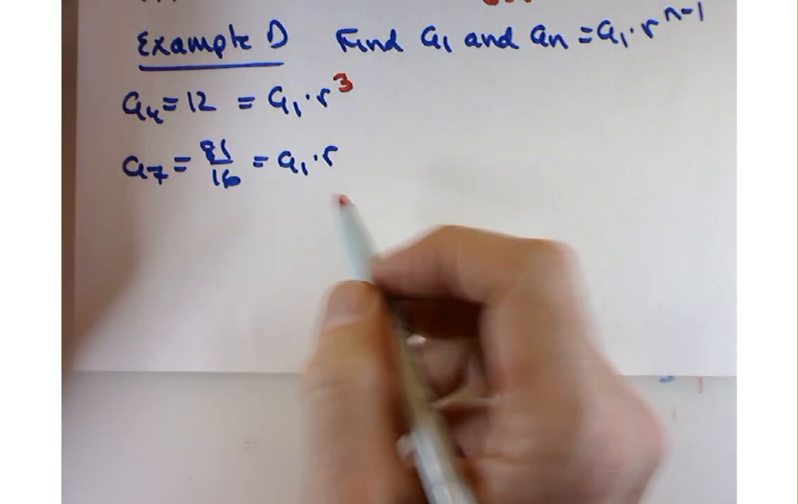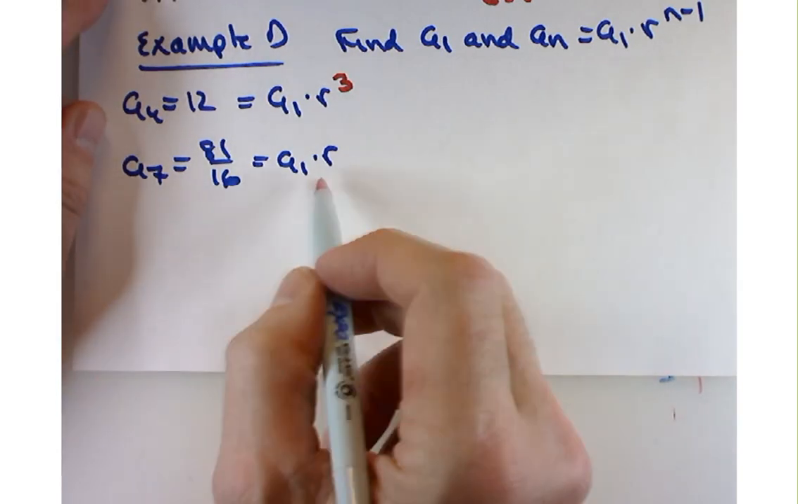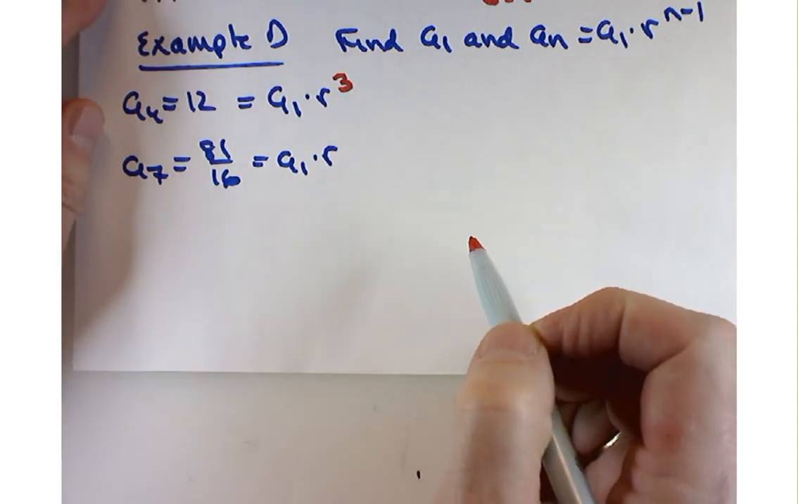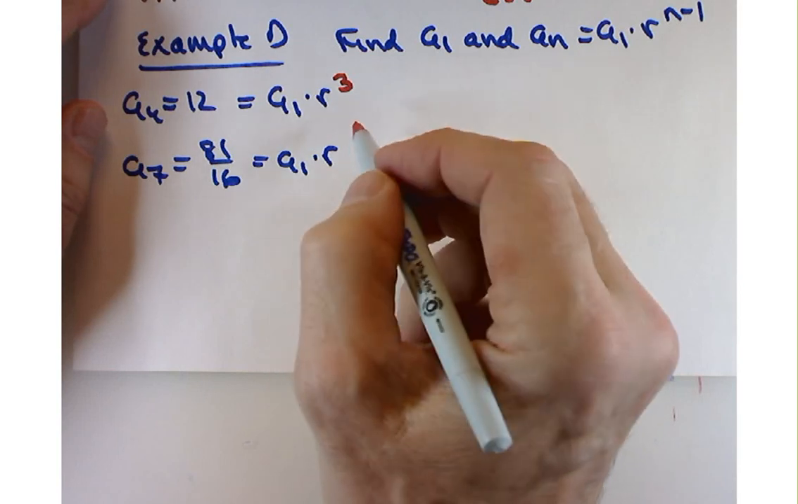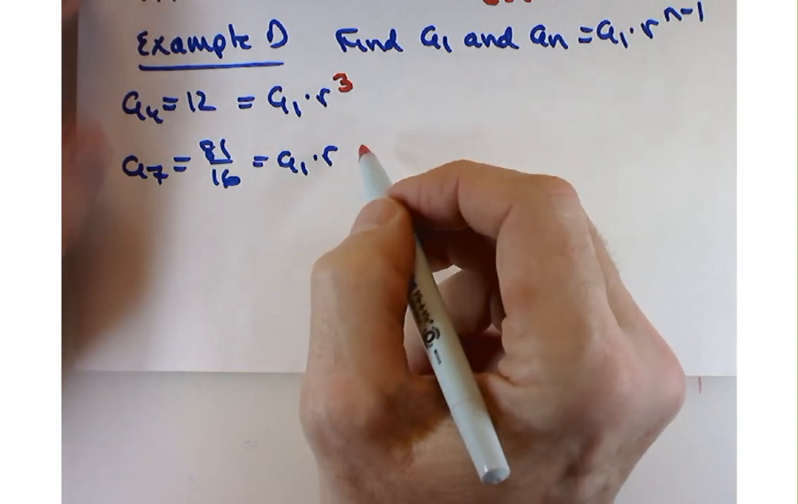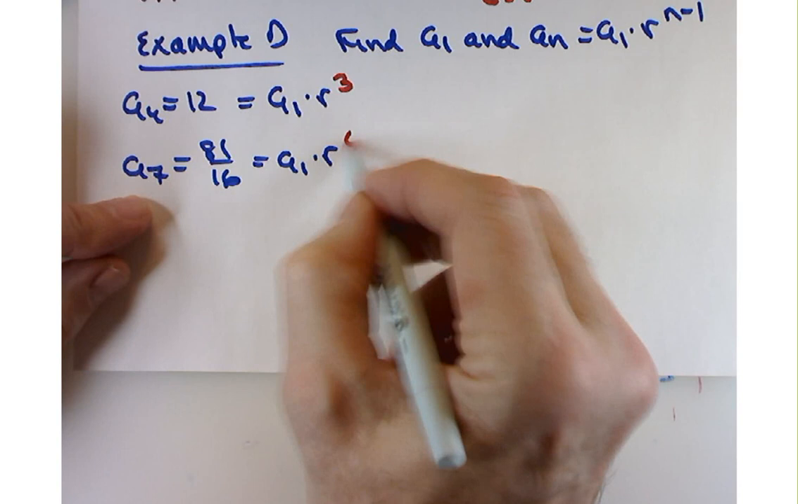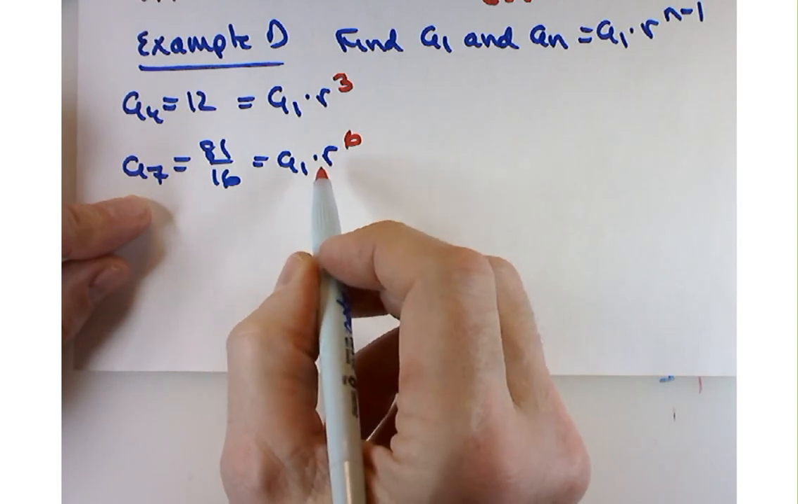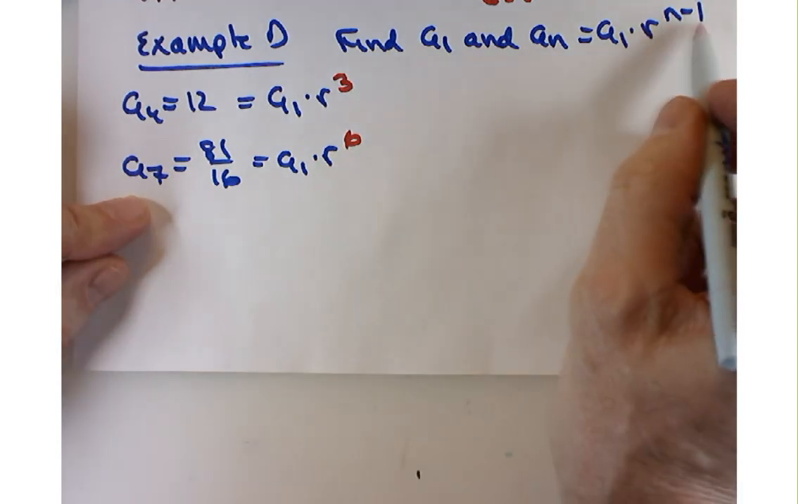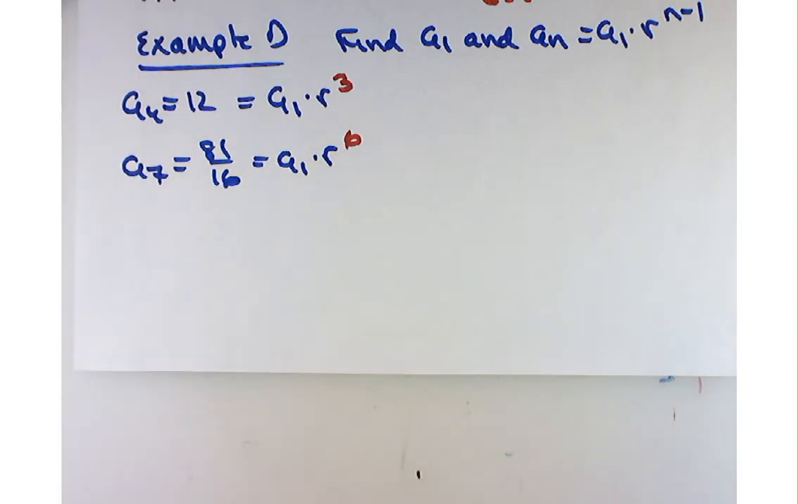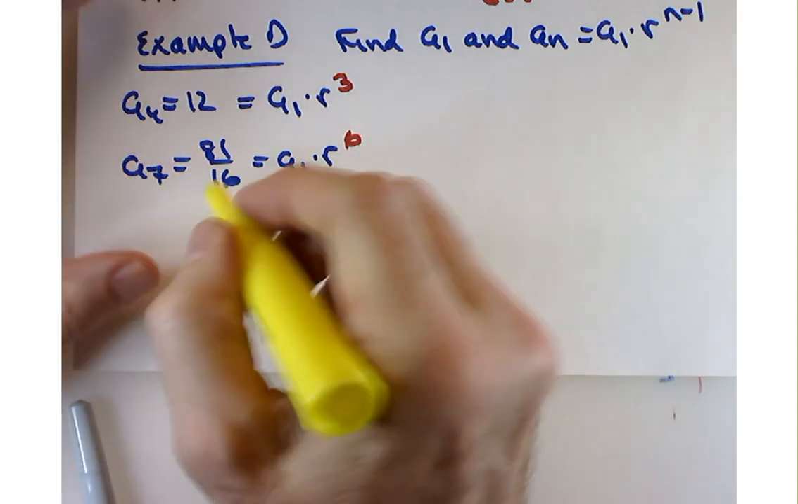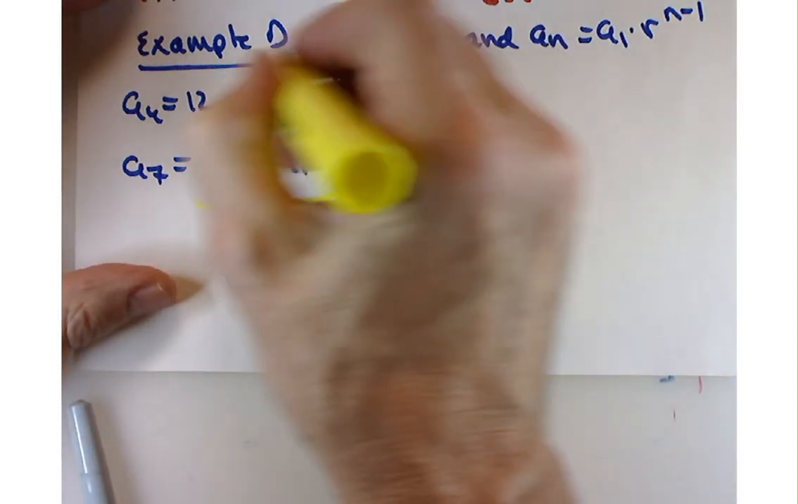Sydney, how about a sub 7? What should I write here? All right. Jason? r to the 6th. Yeah. a sub 1 times r to the 6th power. Just go into that n minus 1 power here. n is 7. Now that gives me 2 equations and 2 unknowns.